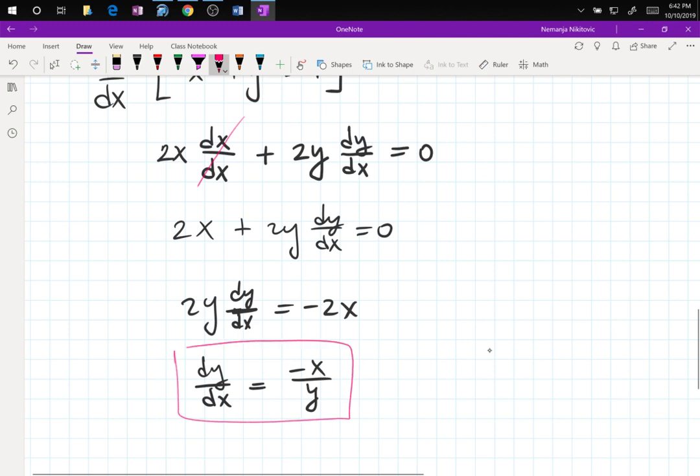Now you're able to find tangent lines. You are able to find the slope, right? You're able to measure the change. You're able to do the velocity, acceleration, and all of these kind of things.